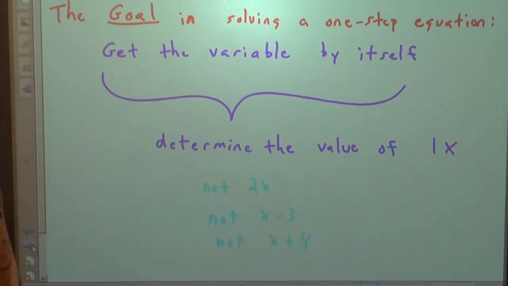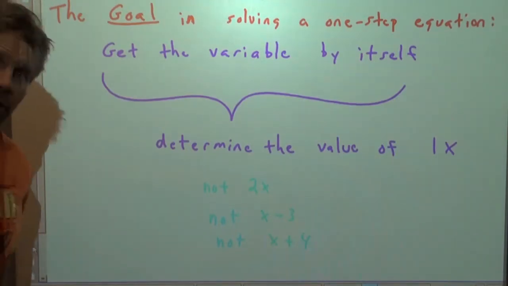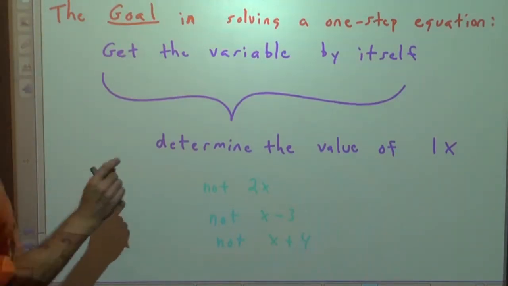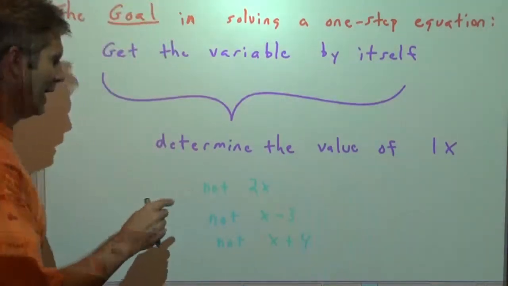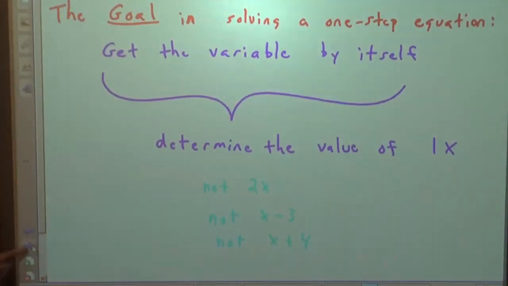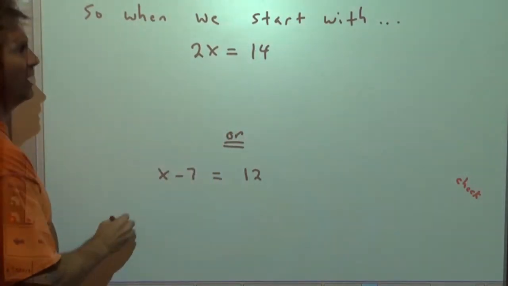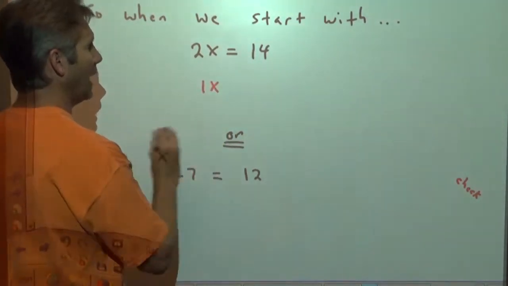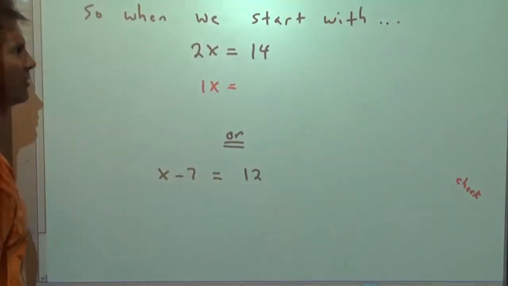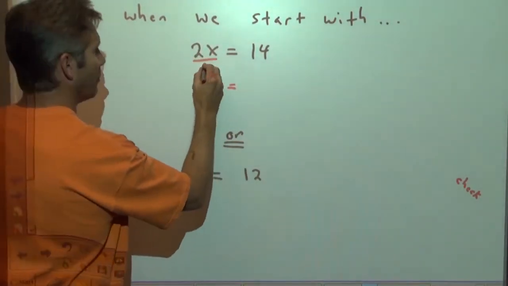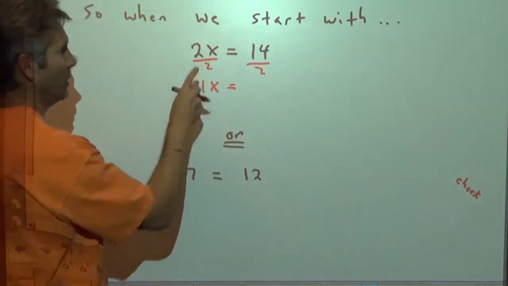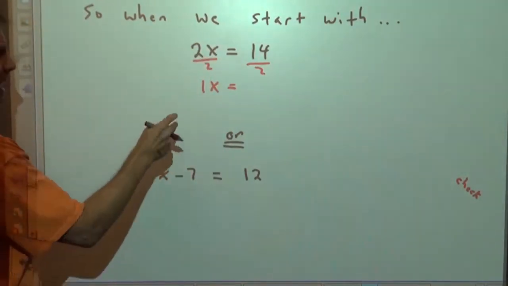Okay, so the goal in solving a one-step equation, we just want to get the variable by itself. We want to determine the value of 1x, not the value of 2x or x minus 3. So we're going to say, okay, we've got 2x is equal to 14. My goal is to get a 1x on the left side since the variable's on the left side. I accomplished that by dividing both sides by 2. 2x divided by 2 is 1x.